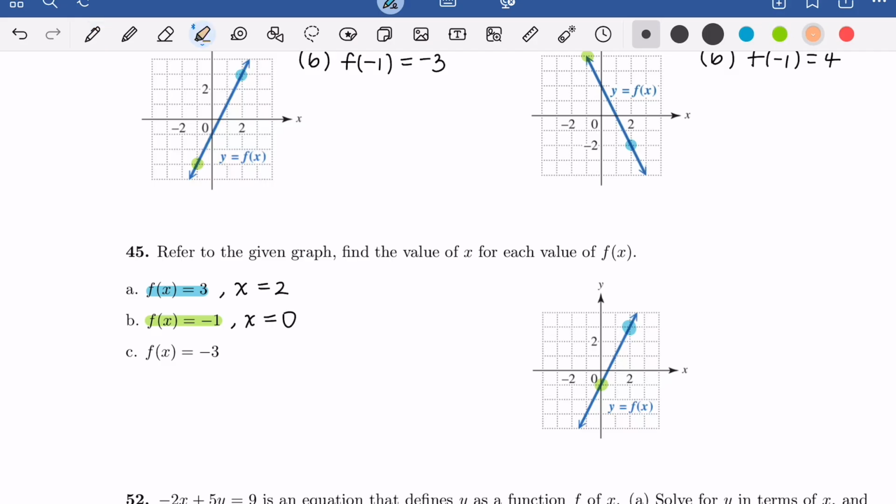Now, lastly, for part C, we're told that our output value is -3. So we're going to look at -3 on our y-axis. That's going to be this here, and our corresponding input value then is -1. So given by that point there. So in this case, our x value is -1.